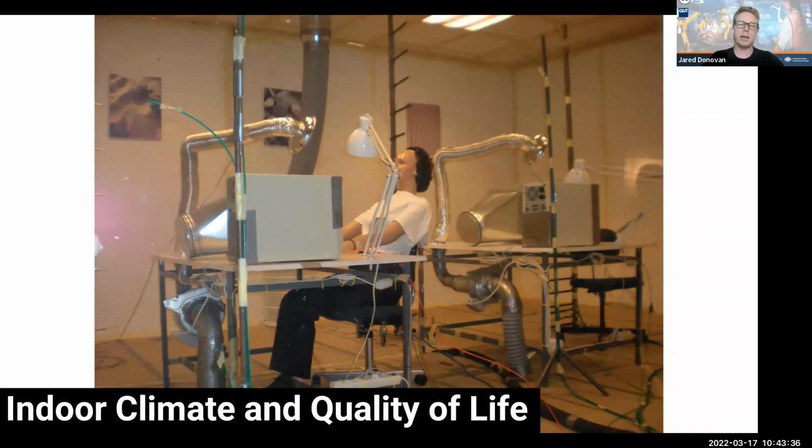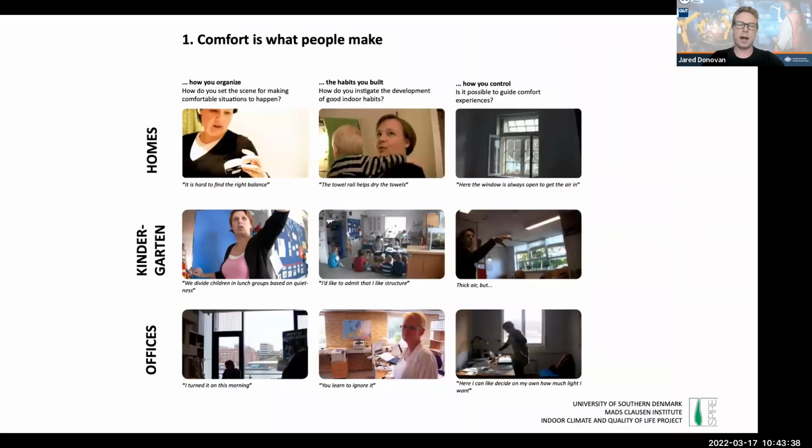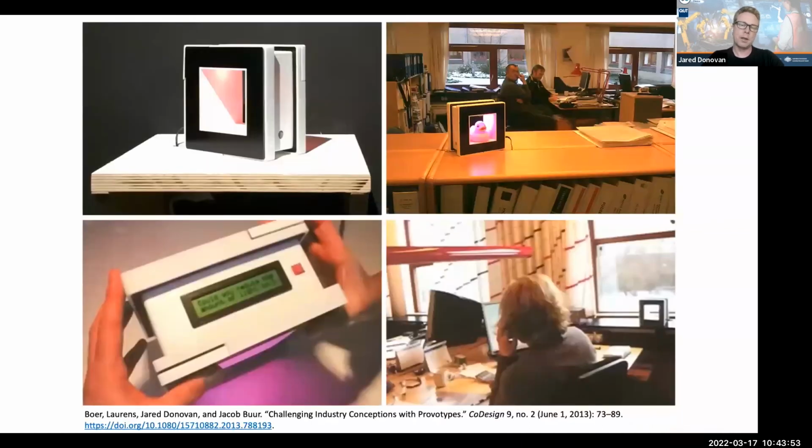Go to the next slide. Actually going out and asking people in their homes, in kindergartens and offices, how they're using those environments in their day-to-day life. And then creating some prototypes that probed into that, on the next slide, which we called prototypes. So if you see here, this was a prototype that we actually took back to our industry partners, and it would give them advice on how to use their indoor environment.